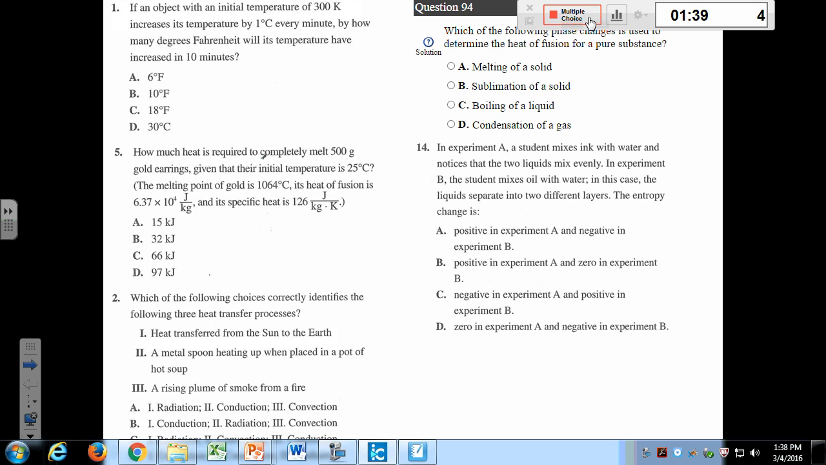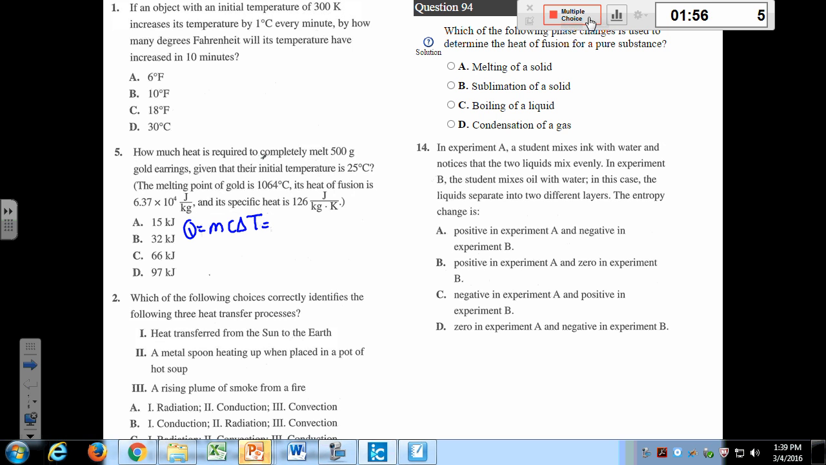All right, just a few more seconds. Guess if you're not sure. For the 5th one, go ahead and get your answer in. I'm going to start here. First thing we want to do is figure out the energy required to get it up to 1064 degrees Celsius, which is the melting point.